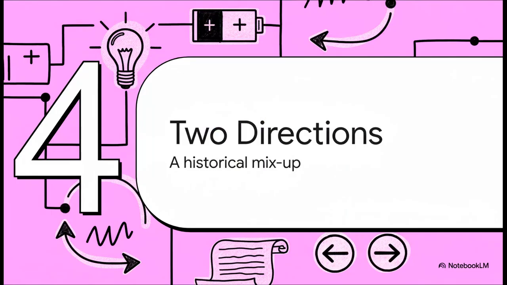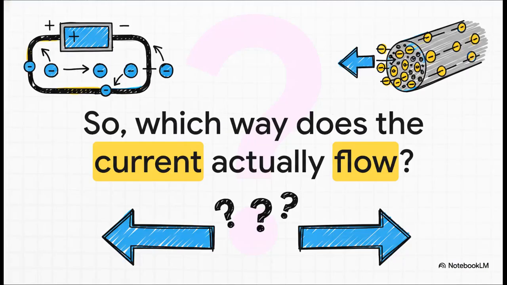And that brings us to one of my all-time favorite stories in science. It's a classic tale of a historical mix-up that, believe it or not, still affects how every single electrical diagram is drawn today. This brings up a really important question, right? We know electrons are negatively charged, and we know they're the things moving inside the wire. So when you hook up a battery, which way do they actually go?